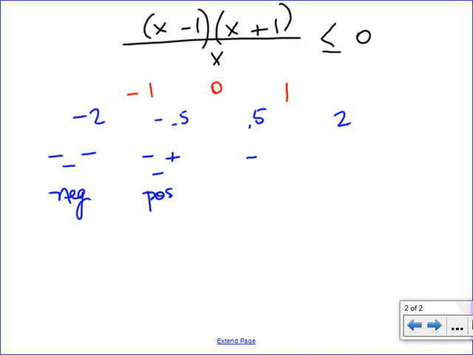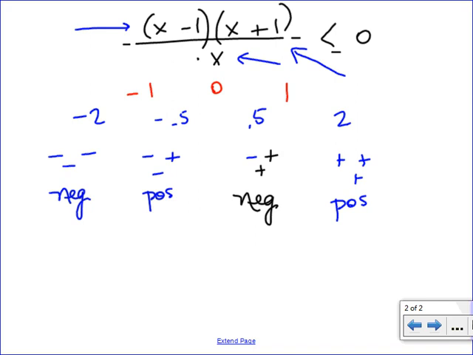Plugging 0.5 in right here gives me a negative. Plugging 0.5 in here gives me a positive. And plugging 0.5 in here gives me a positive. Two positives and a negative yield a negative. Lastly, plugging the 2 in right here gives me a positive. 2 there gives me a positive. And 2 in my denominator gives me a positive, yielding 3 pluses and therefore a positive.